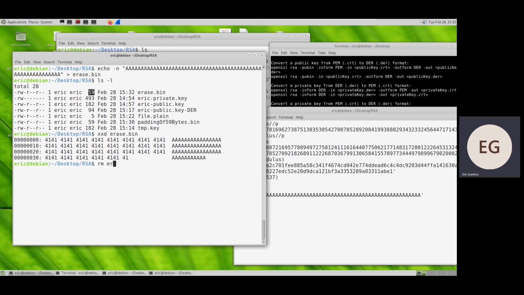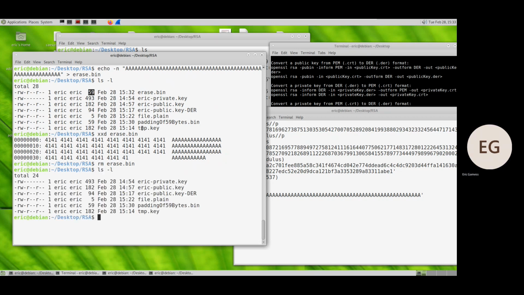Okay, let me remove this file. So now we have the two files that we need. This one has 59 bytes, and this one has 5 bytes. I want to generate a file that will start with the content of this one and have this as the final part. So I will have 59 zeros, and then the last 5 bytes will be hello.